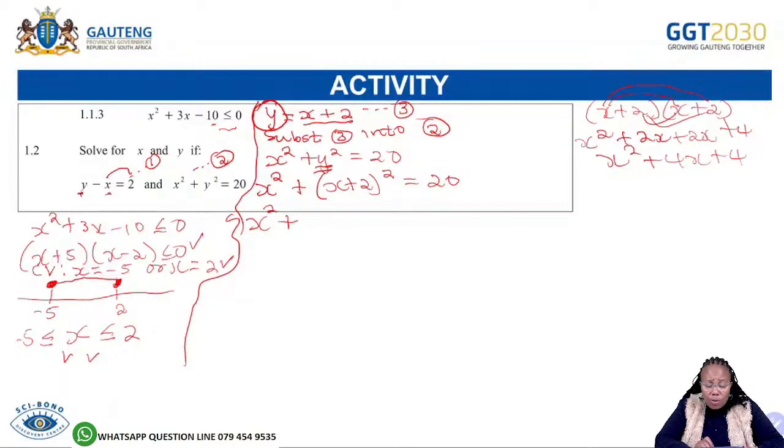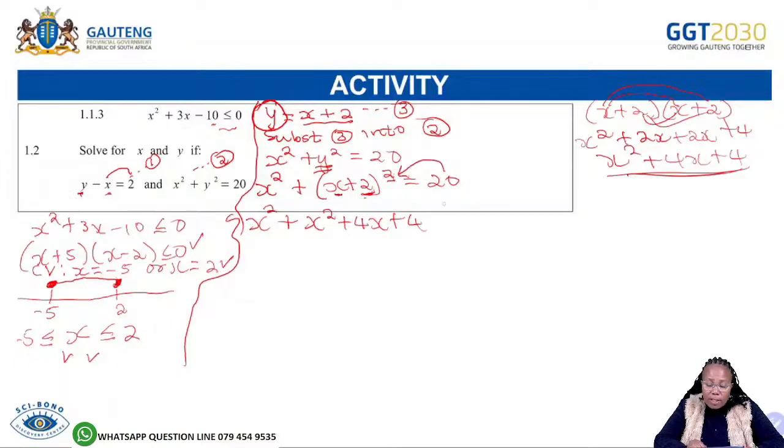Or the short method, you can say x squared is x squared. X times 2, 2x times 2 exponent, that is 4x. Square the last term, 2 squared, that is a 4. Can you see you get the same answer as that one?